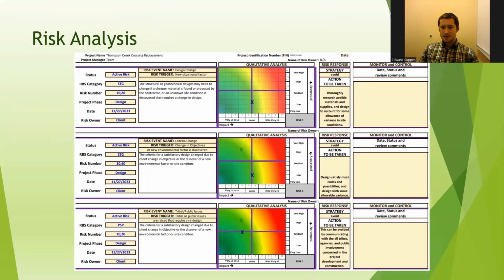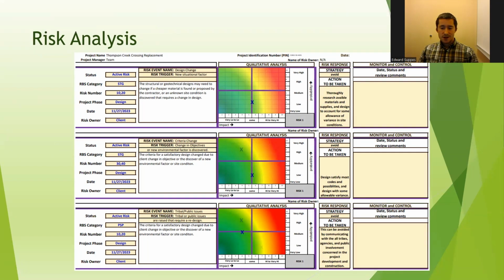The risk analysis identified a potential design change if the contractor suggests a cheaper material or a slight alternative to a part of the design, or discovers that conditions are different than expected or accounted for.